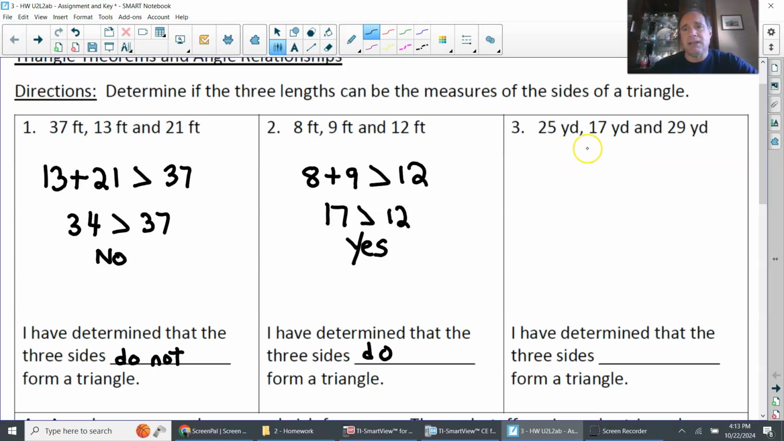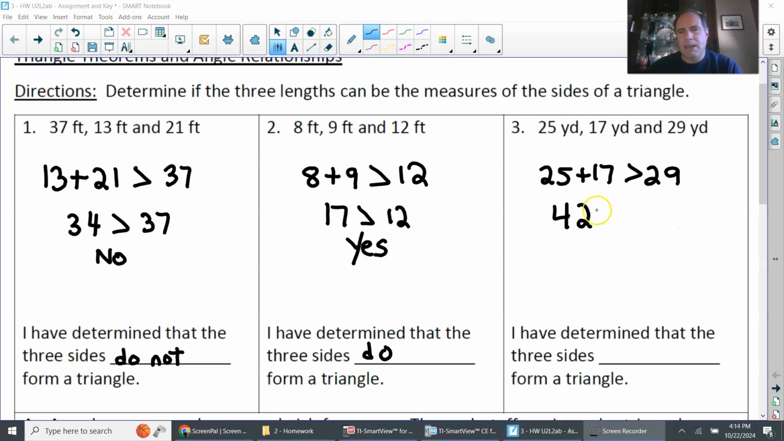And that's basically it. So now we're going to take the two smallest sides again, 25 plus 17. That has to be greater than 29. So that's 42, and 42 is greater than 29. So that's a yes. And I've determined that the three sides do form a triangle.